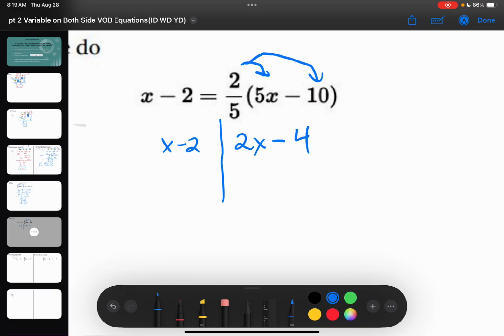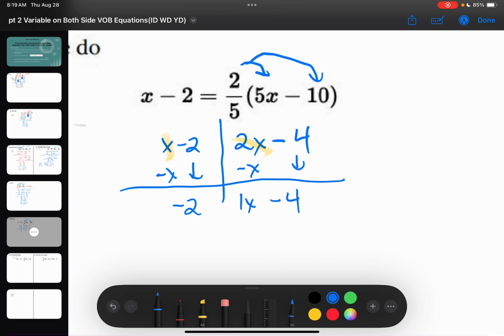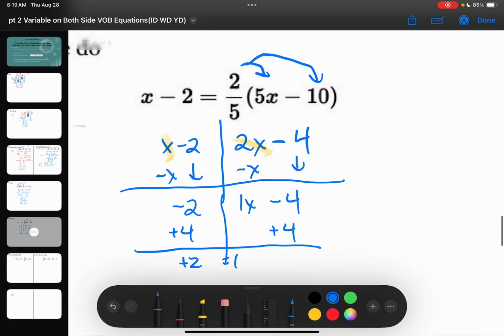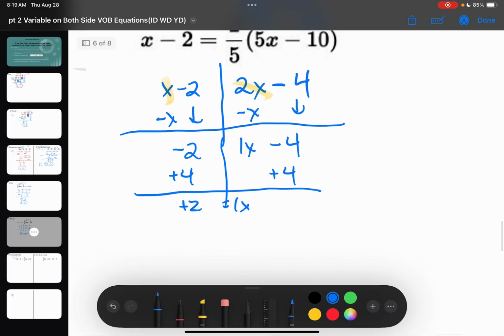Here again, I'm either going to subtract x or I'm going to subtract 2x. I would rather subtract x because I know that 2x would stay positive. Again, that comes down. This is now 1x. That comes down with its sign, minus 4. Now x is on the right side, so I need to get that 4 from the right side out of there. Negative 2 plus 4 is positive 2 equals 1x. Now again, most of the time we have to divide here. This time I've got 1x equals 2, so I don't need to divide.